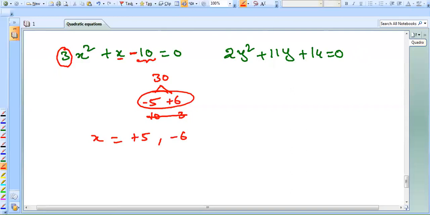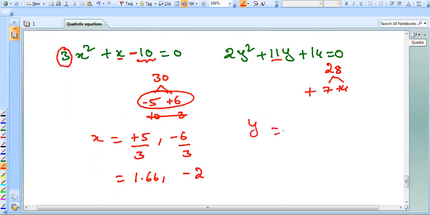Right? But initially we multiplied with 3. For equation balancing, we have to divide with 3. 1.66, minus 2. 14 2s are 28. 7 4s are 28. Sir, why are you writing 7 4s? 7 plus 4 is equals to 11, I am getting. Plus 7 plus 4. Y value will be minus 7 minus 4 by 2, by 2. Why are you writing by 2? Because here before y square value there is 2. This is minus 3.5, minus 2.